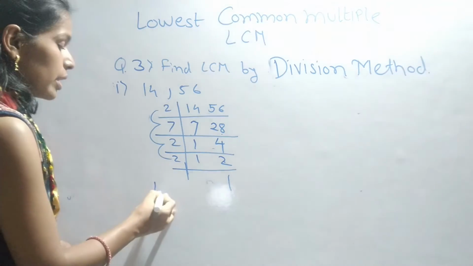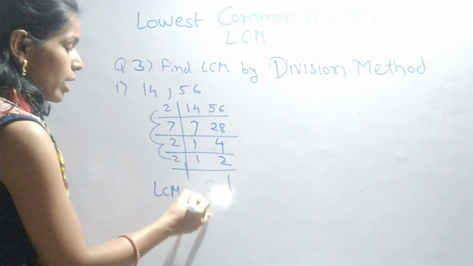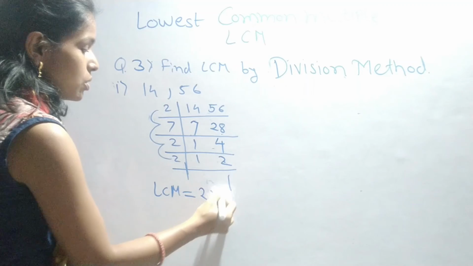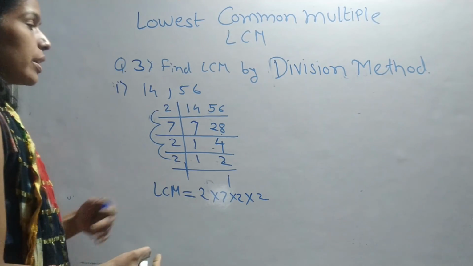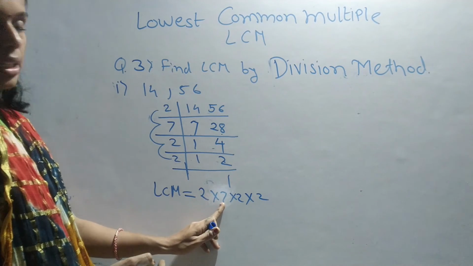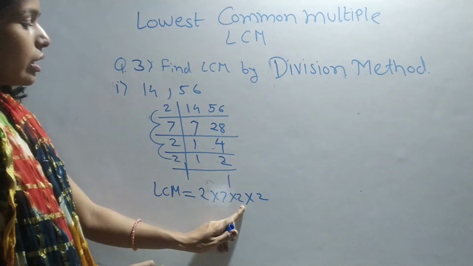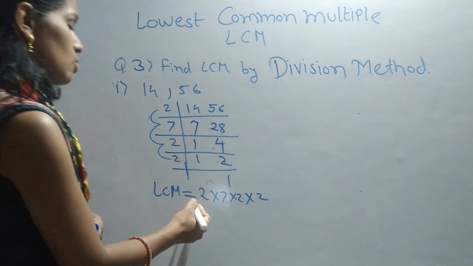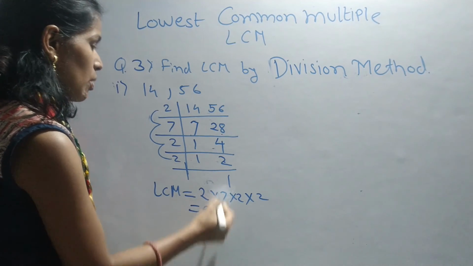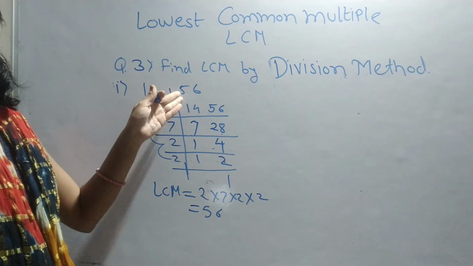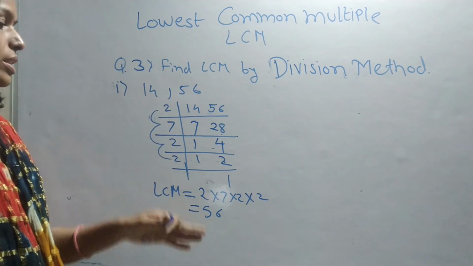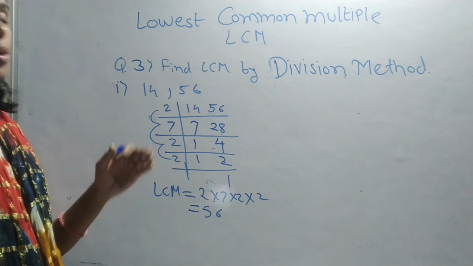Just multiply them to get the LCM. So, LCM is equal to 2 into 7 into 2 into 2. If you multiply, you will get 2 7s are 14, 14 2s are 28, 28 2s are 56. So, 56 is the LCM of 14 and 56. We know that 14 4s are 56 and 56 1s are 56, so directly also we can say that. But we have to go step by step.